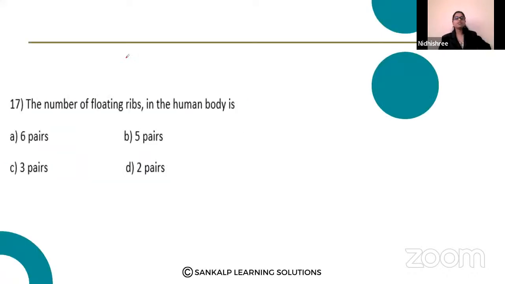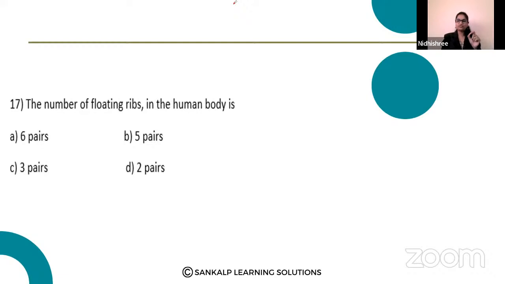Next. I repeat, the number of floating ribs in the human body is option A, 6 pairs, option B, 5 pairs, option C, 3 pairs, option D, 2 pairs. Rameshyam option A, Amruta option A, Kanchanaraj option A, Lohit option D, Shilpa Nayak option A, Dyuti option A.